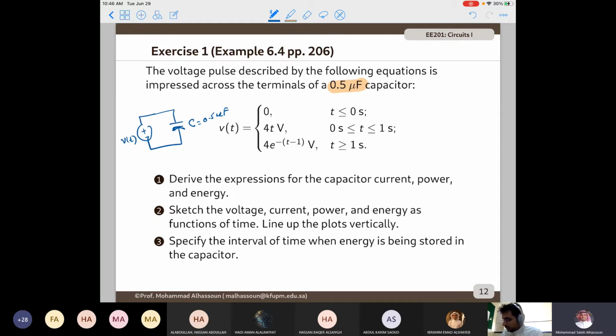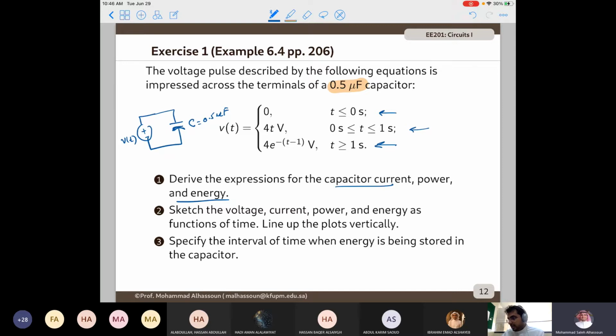So what we are asked to do is derive the expression for the current, the power, and the energy. Probably the best approach is to subdivide the interval from 0 to infinity into 3 subintervals. The first one is for anything less than or equal to 0. The second one is from 0 to 1. And the third one is from 1 to infinity.